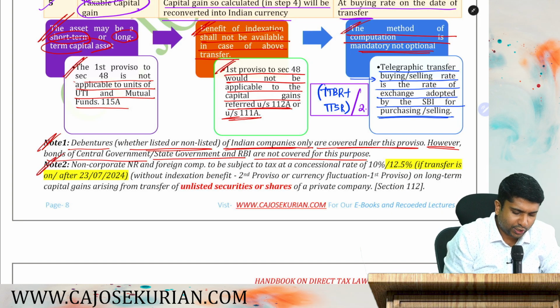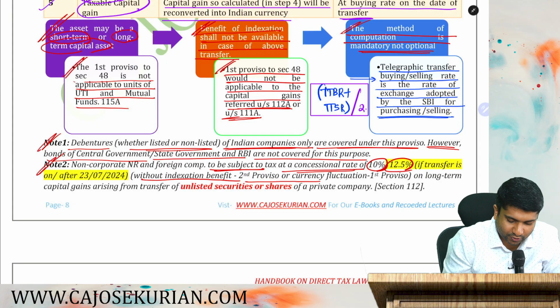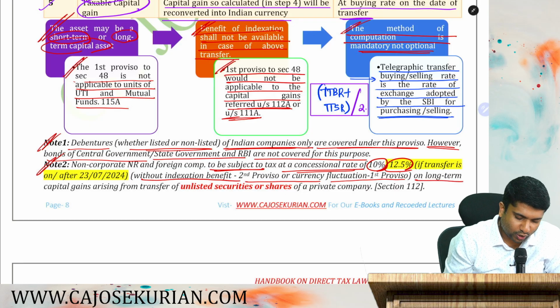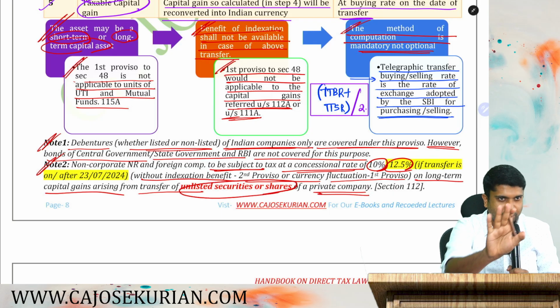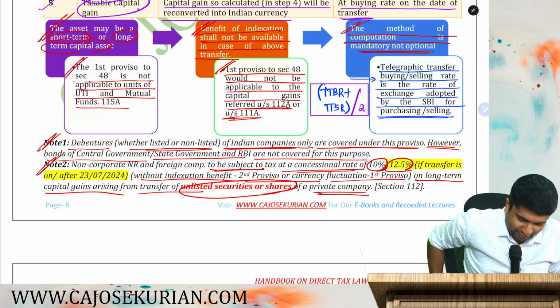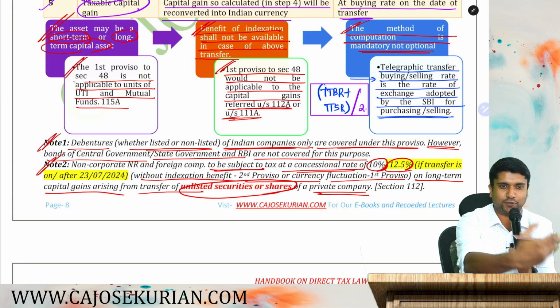Note 2. Non-corporate, non-resident or a foreign company to be subjected to tax at a concessional rate of 10% or 12.5% without indexation benefit, that is second proviso, or currency fluctuation, that is first proviso, on long-term capital gain arising from transfer of unlisted securities or shares of a private limited company. So listen, from 23rd July 2024, this provision does not have much purpose to serve.